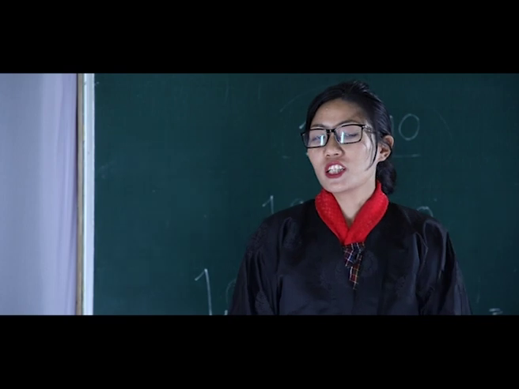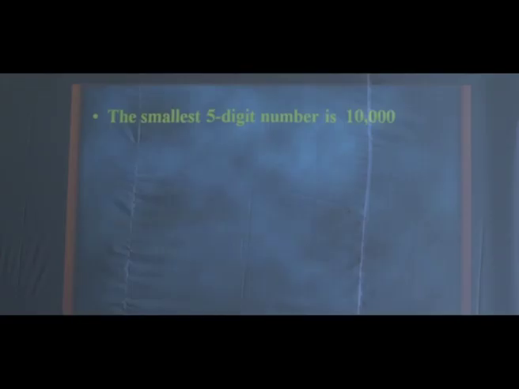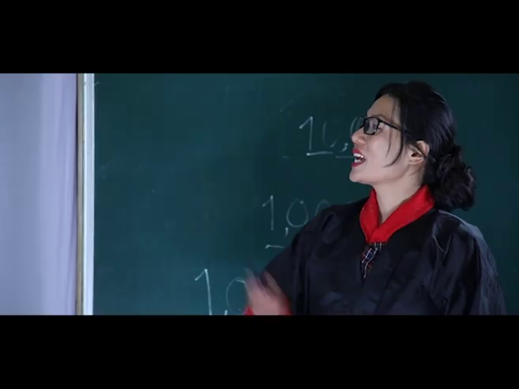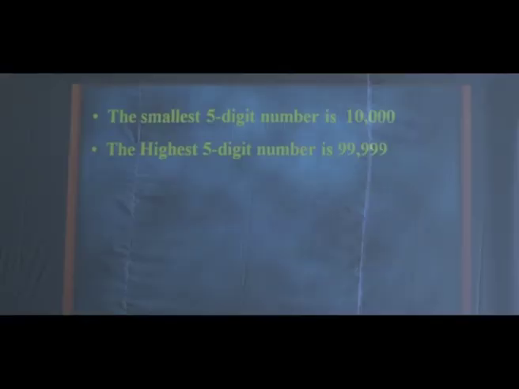Now that you have learned how to compare numbers, here is a fact for you. The smallest 5-digit number is 10,000. The highest 5-digit number is 99,999. 5 nines. The smallest 7-digit number is 1 million.